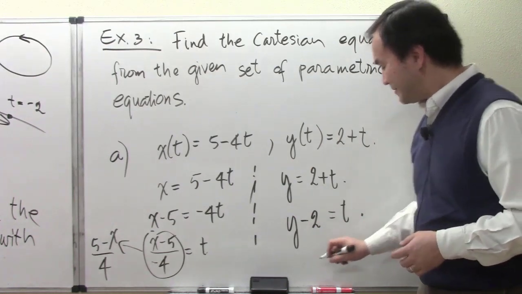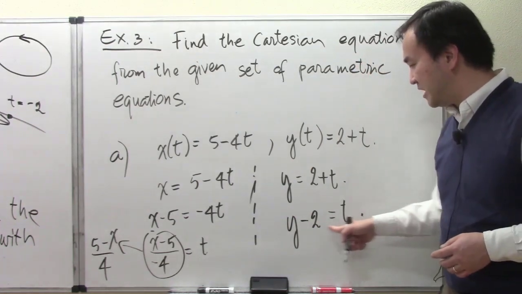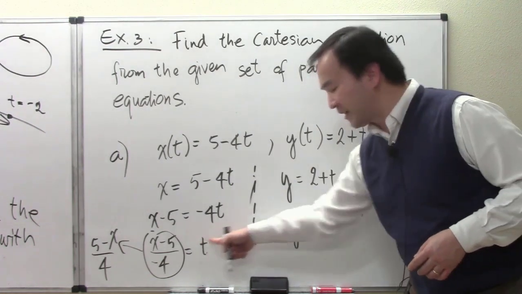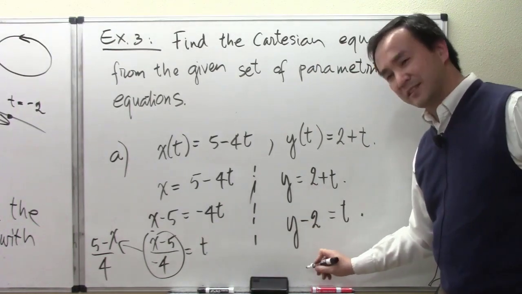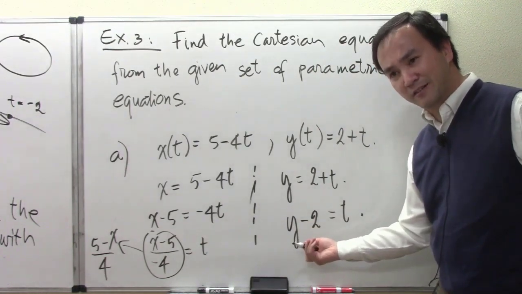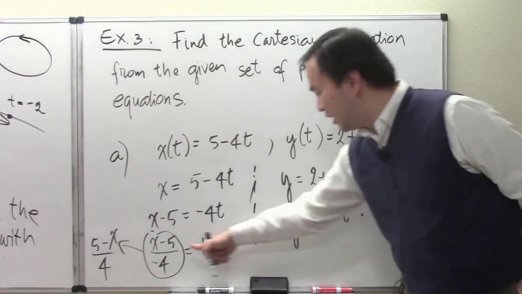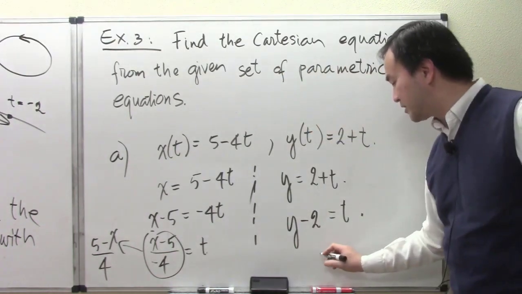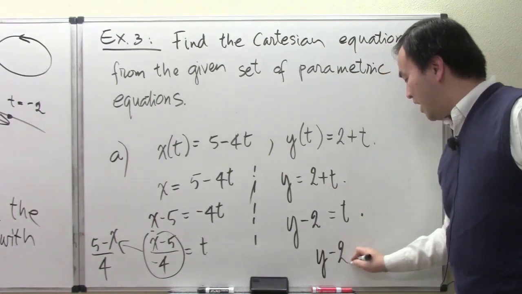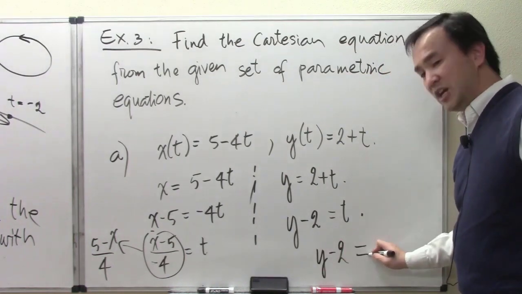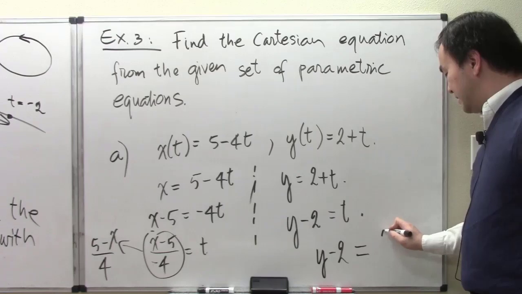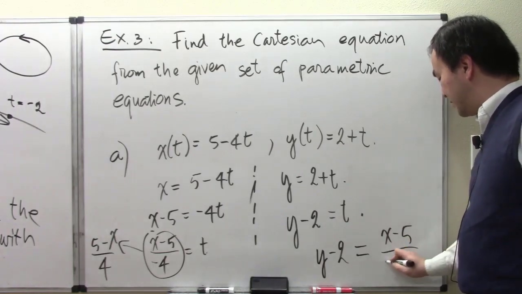So doesn't it now make sense that if t, one variable, equals two different expressions, then consequently y minus 2 as one expression will be equal to the other expression, (x minus 5) over negative 4?